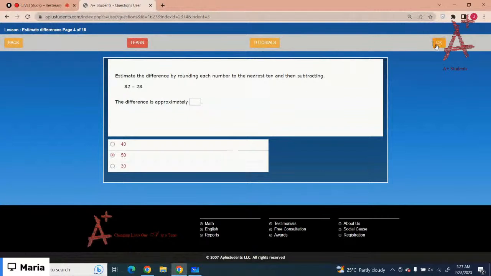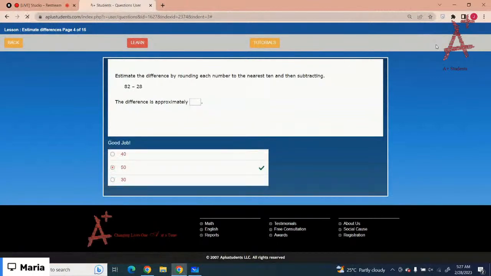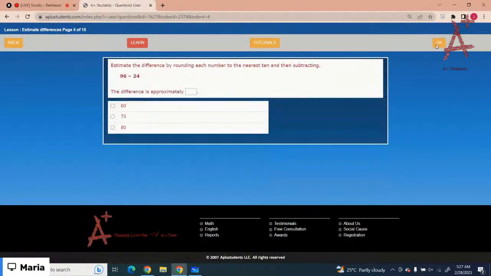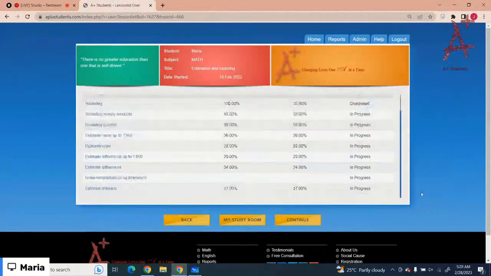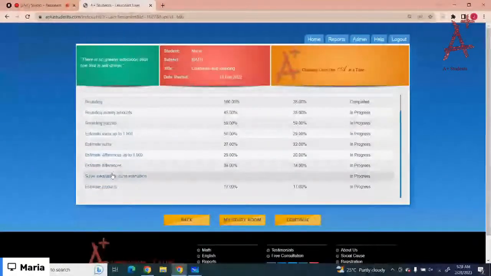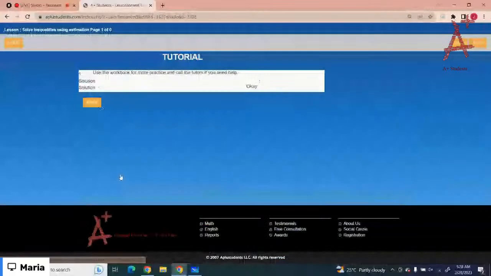Okay, let me just move on to the next lesson. You can complete the lesson by yourself later today. So the next one is solve inequalities using estimation. You have to use the workbook for the lesson, or you can call the tutors for this lesson. Let's just start with the next one.